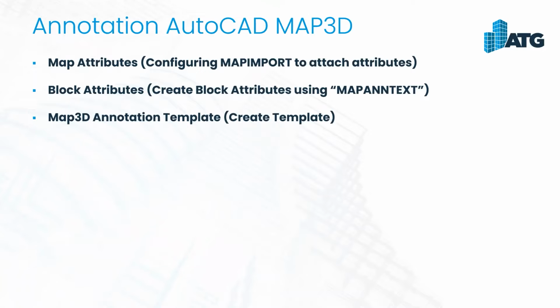We're going to show you a block attribute and how to create that attribute using Map and text. And then we're going to show you how to make a map annotation template. So once that data comes in, I can annotate all these different pipes from fields and such.